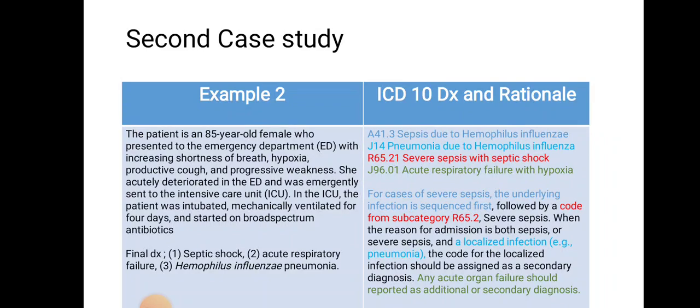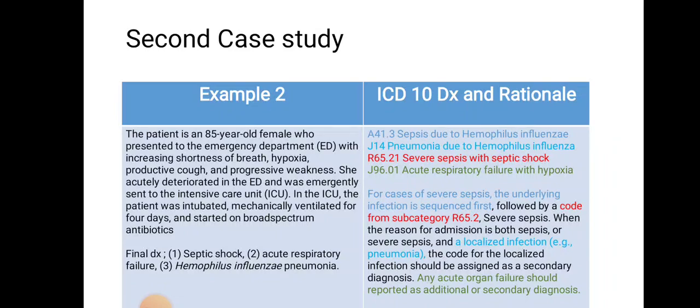In the second example, the patient is an 85-year-old female who presented to an emergency department with increasing shortness of breath, hypoxia, productive cough and progressive weakness. She acutely deteriorated in the ED and was emergently sent to the intensive care unit. In the ICU, the patient was intubated, mechanically ventilated for 4 days and started on broad spectrum antibiotics. They have given the final diagnosis as septic shock, acute organ failure and Haemophilus influenzae pneumonia, with the sequence given as 1, 2, 3.